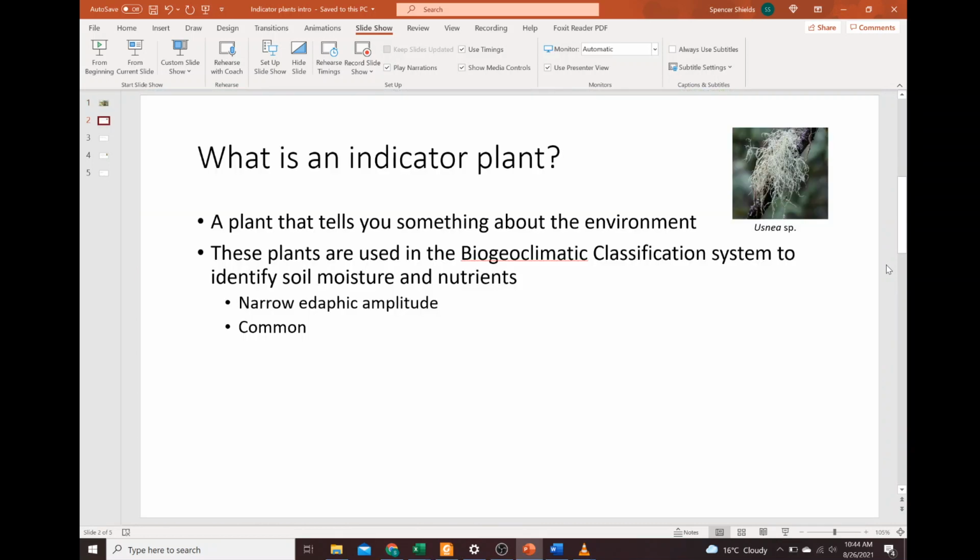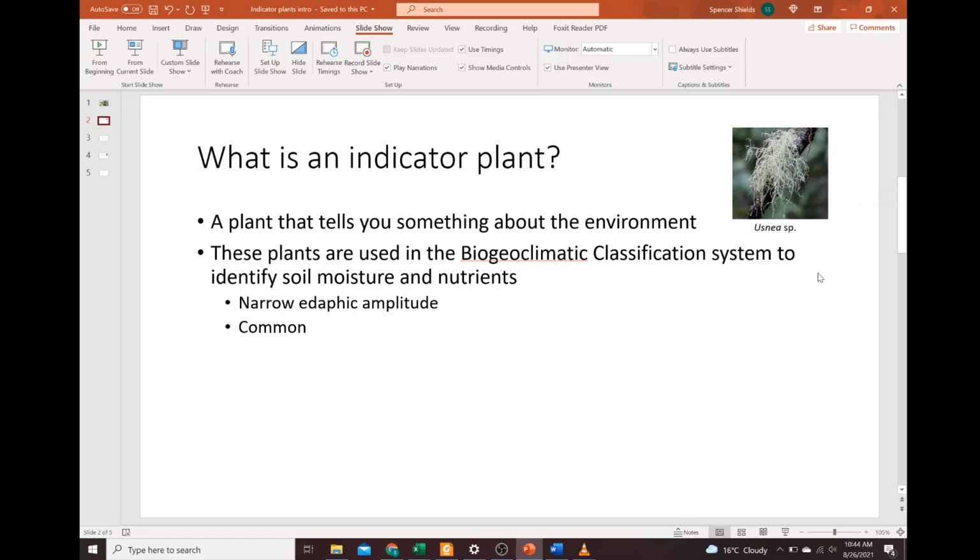But first of all, what is an indicator plant? Basically, an indicator plant is just a plant that tells you something about the environment. You can have a variety of indicator species that can tell you about a variety of different things. For instance, Usnea, this isn't exactly a plant, it's a lichen, but it's an indicator of air quality. Usnea grows wherever the air is really, really clean and doesn't grow as well where the air is polluted.